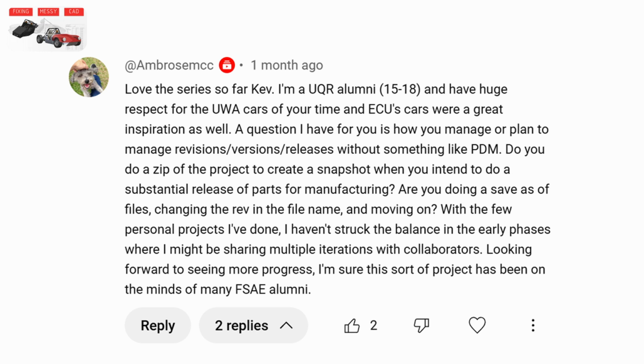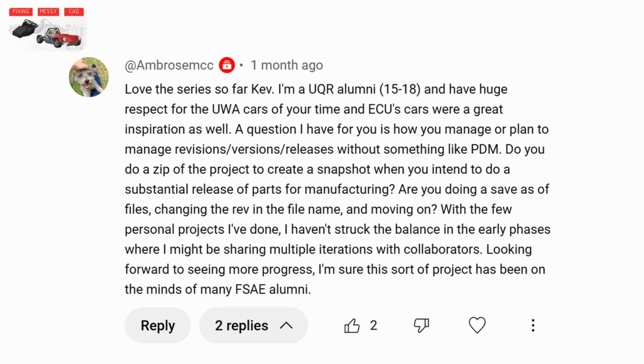Now, moving on to the video that was dealing with CAD organisation and part numbering, there are a couple of really good questions there. There was one from Ambrose MCC that was really asking how you deal with some of the backup and sending files when you're not using a PDM. A PDM and version control through it is one of the really big advantages of using those tools. And the question was, do you intend to create a zip of the project when you have a substantial release of parts for manufacturing? Yes, absolutely.